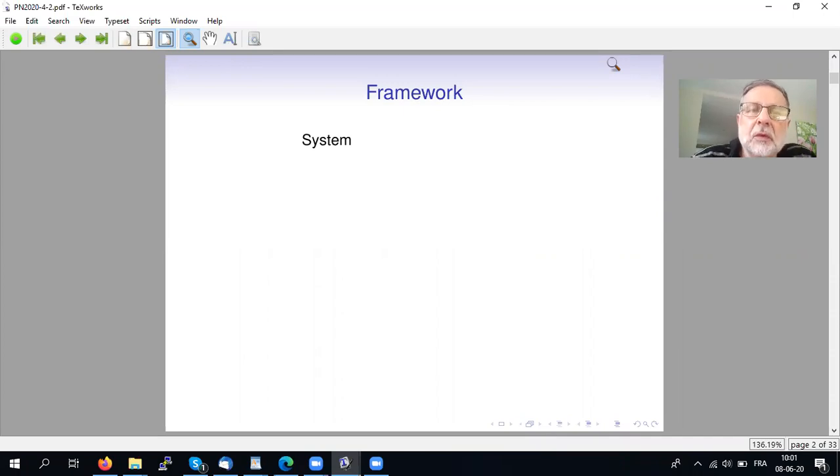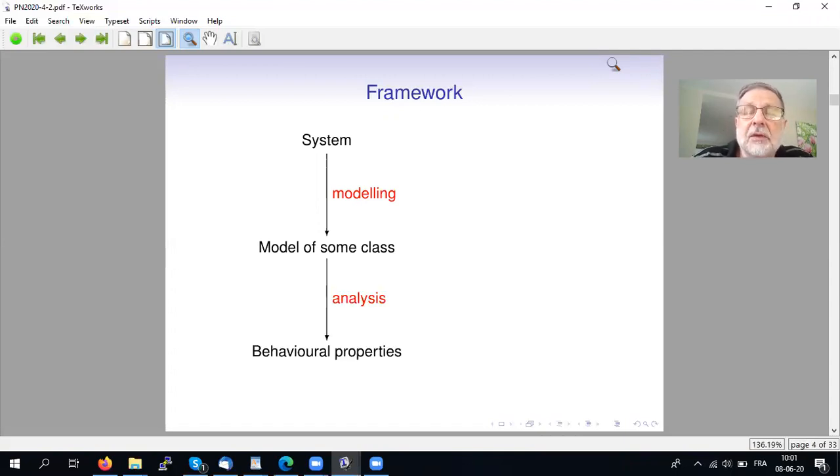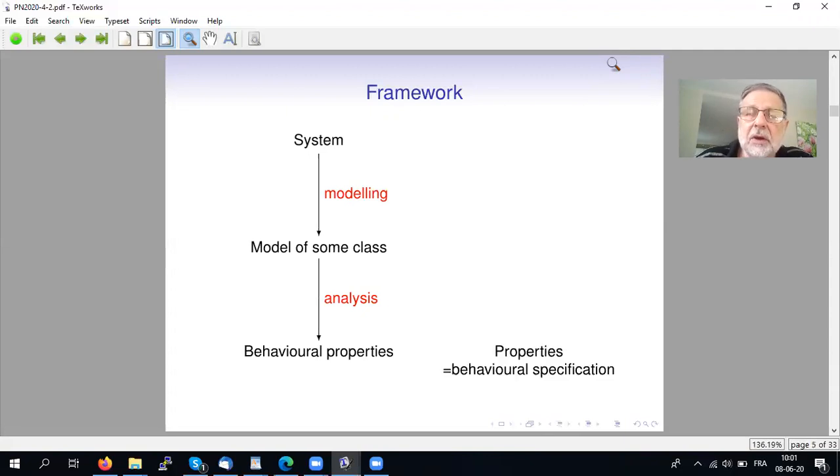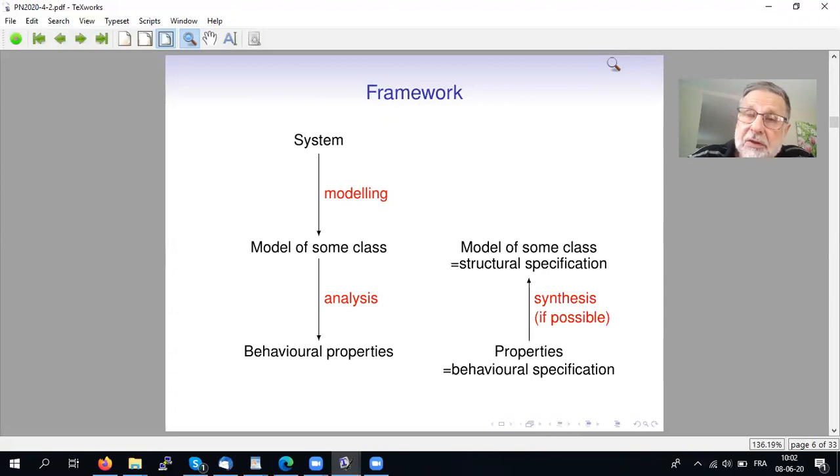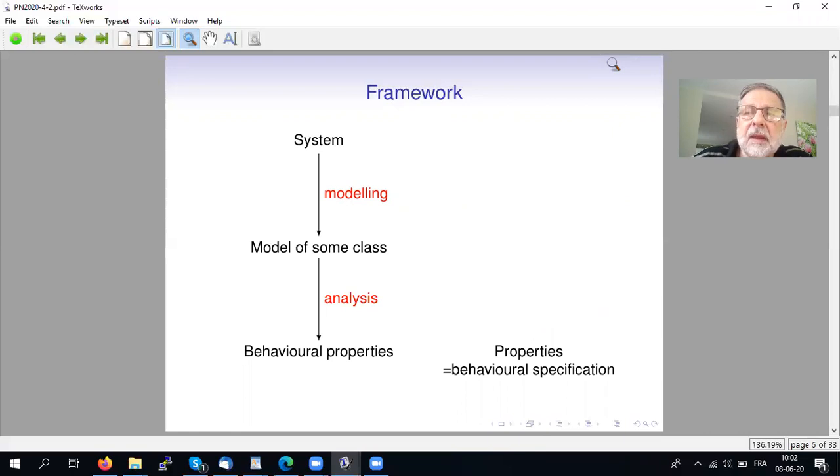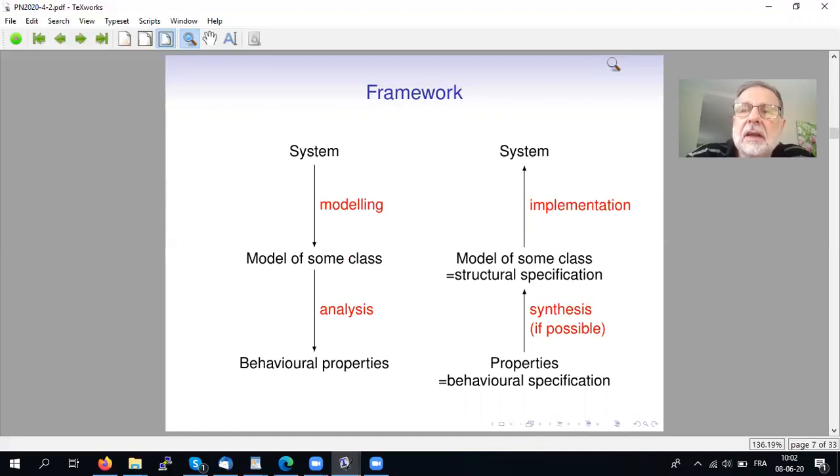If we start from a system, we may first model it in order to capture the features that interest us in that system, and then we may analyze this model in order to derive its behavioral properties. We may also go the other way around, starting from the properties considered as a behavioral specification from which we derive through a synthesis, if it's possible, a model of some class with these properties, which may in turn be considered as a structural specification. And from it, we may implement it into a system.